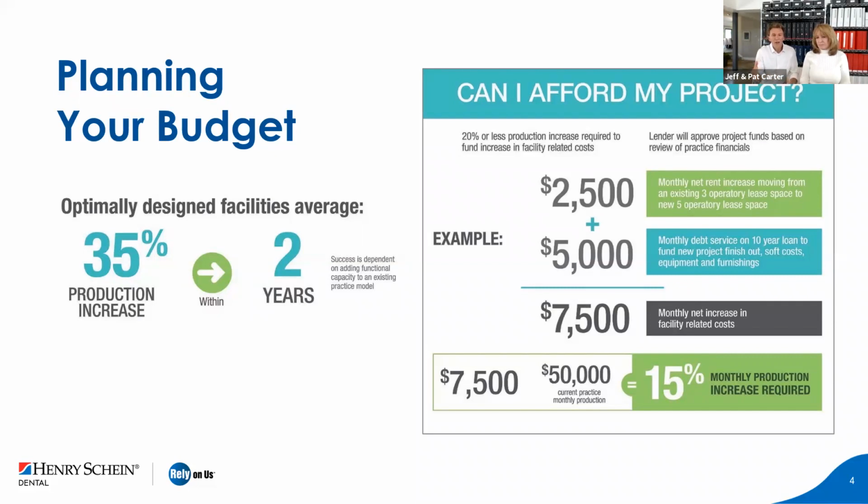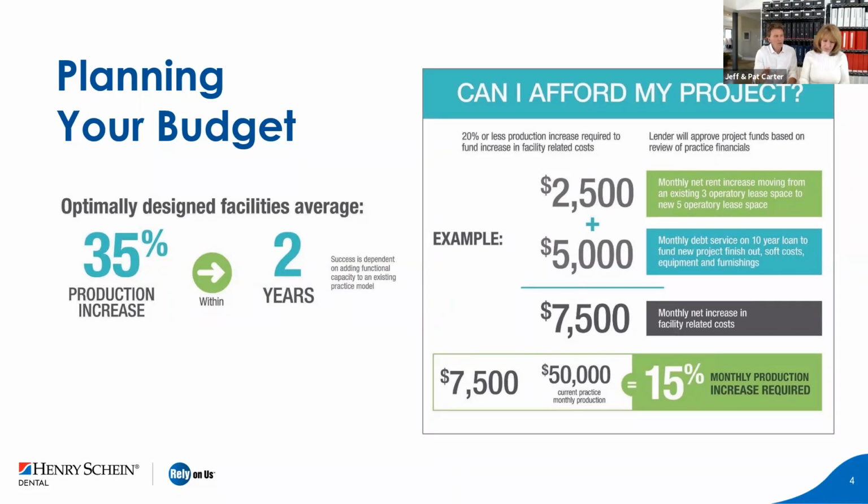So for example, one of the first questions that comes up: can I afford my project? Well, we have to know how big it is. Let's just say it's 5 ops. We've used another metric: we take the number of operatories times 500 square feet to initially gauge how large the office is. So 5 ops times 500 square feet, about 2,500 square feet would be a great starting point, whether it's a lease space or a ground up construction building. With that, we can back into some numbers.